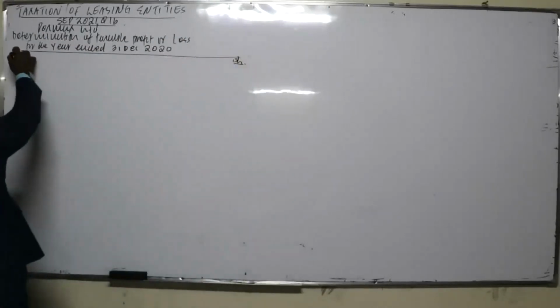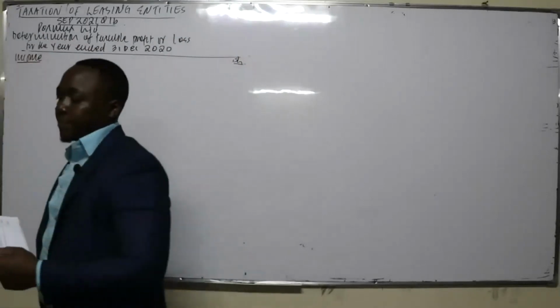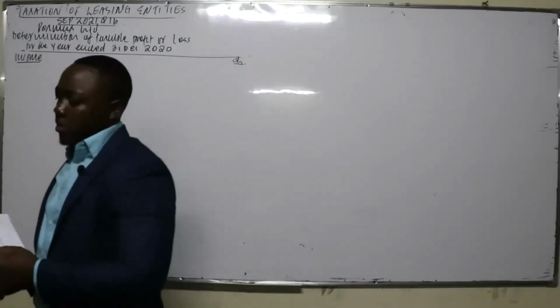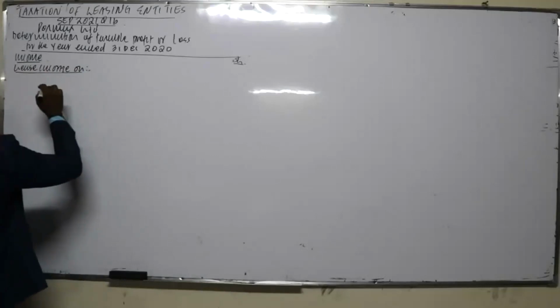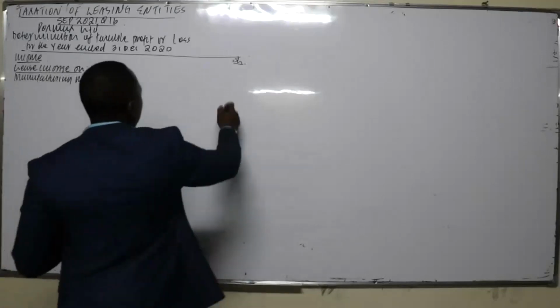So we start with the income. Note number 1. Asset list in the course of the year was manufacturing machinery to Pendo Limited at an annual lease of 4.2. So it's lease income on number 1. We leased a manufacturing machinery at an annual lease of 4.2.